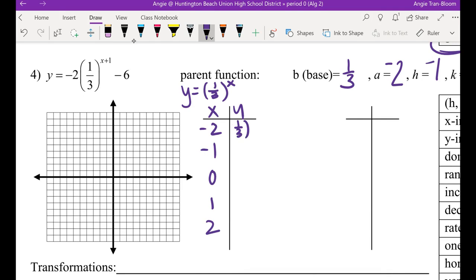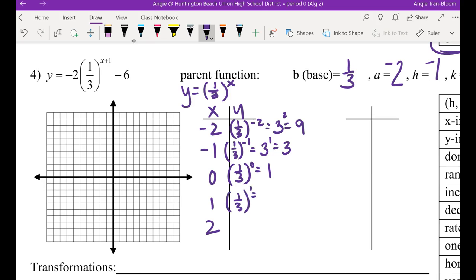So 1/3 to the -2 power, which technically I can flip that quantity and write 3 to what power? 2nd, which is, output is 9. Okay. So we have now 1/3 to the -1 power, which again, I can flip the quantity, which is 3 to the 1 power, which is 3. 1/3 to any 0 power is what? 1. Okay, 1/3 to the 1 power, 1/3. 1/3 to the 2nd power is 1/9. Good. Okay.